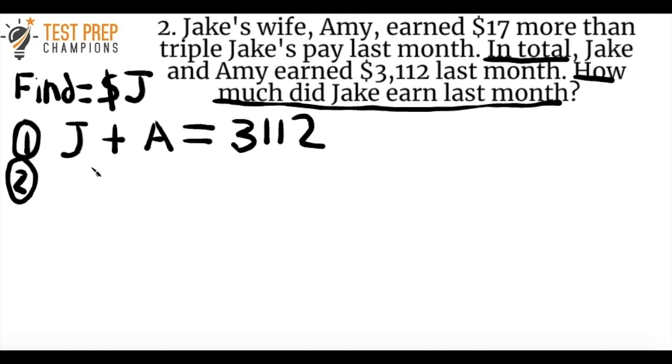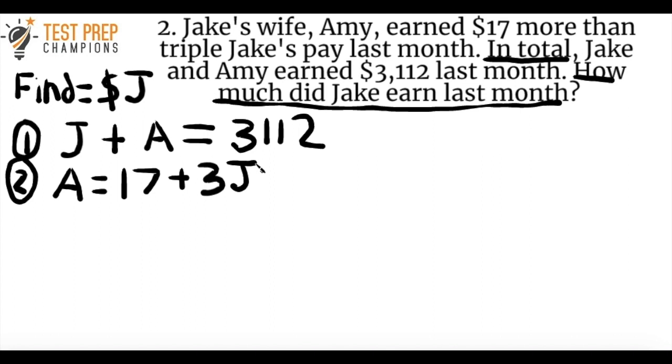So how can we make an equation for that? Well, let's look at the amount Amy earned. So by A, again, I just mean the amount that Amy earned. And so we know that it was $17 more. So 17 more tells us that we have to add. And it's 17 more than triple Jake's pay. So we now have two equations.